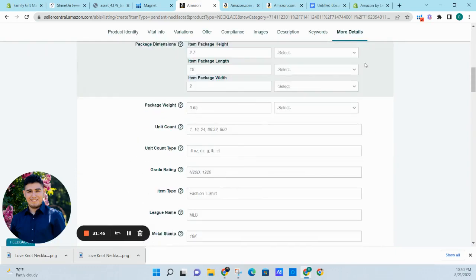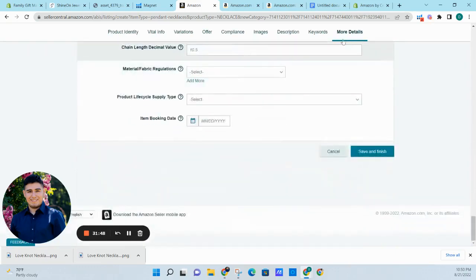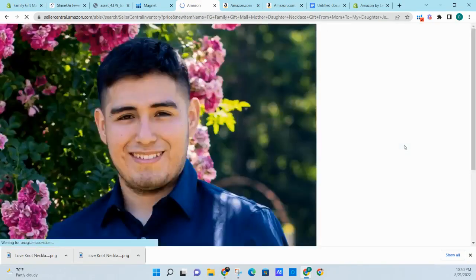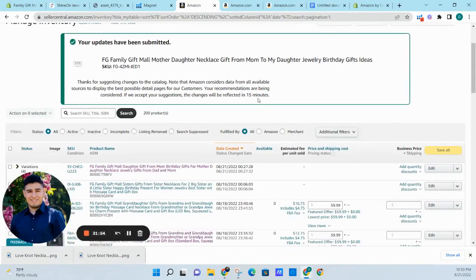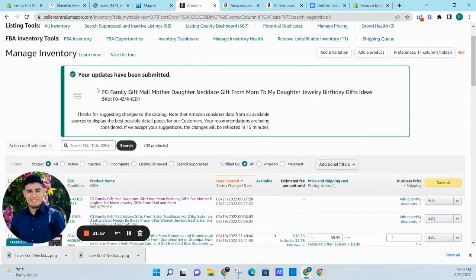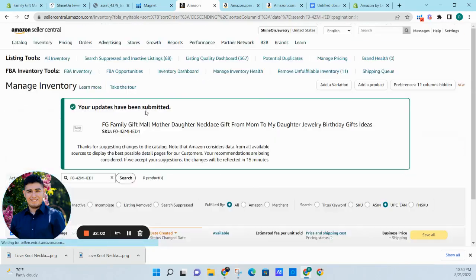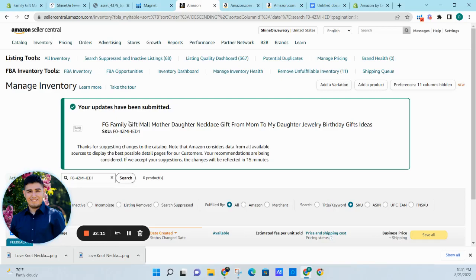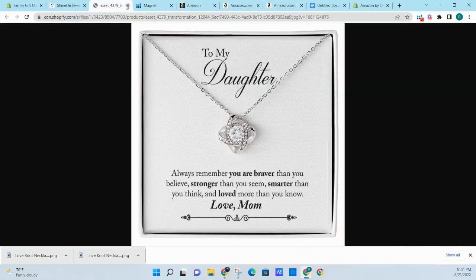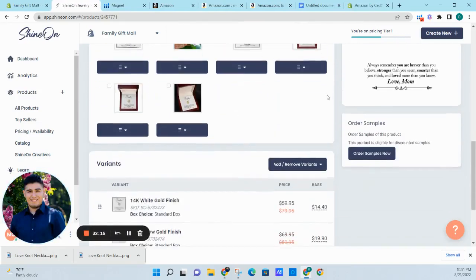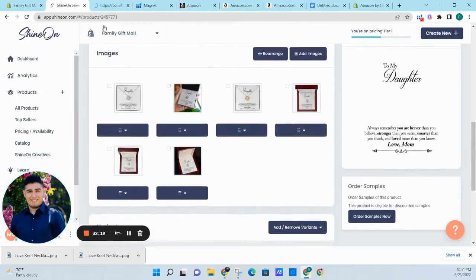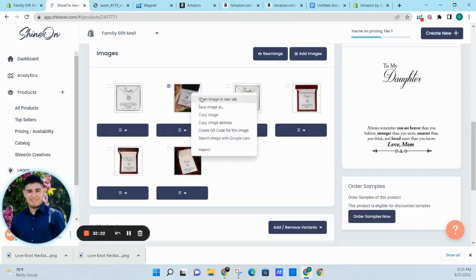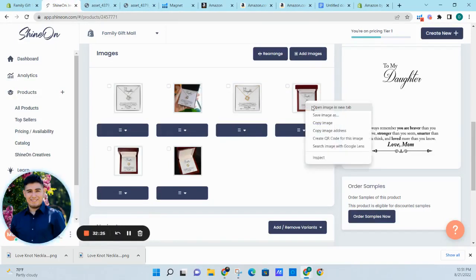We go to more details. I don't think there is really anything to put here. So after that, we're done. We click on save and finish. Now you'll see something like this, and this is the SKU number. You will search your new product with this code. Make sure it's in the SKU section. At this point, you want to wait about 5 minutes, right? While you're waiting, you want to download all the images that you want to add for your product. So I will want to download this one, and this one.